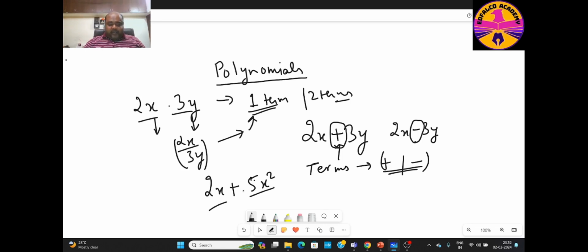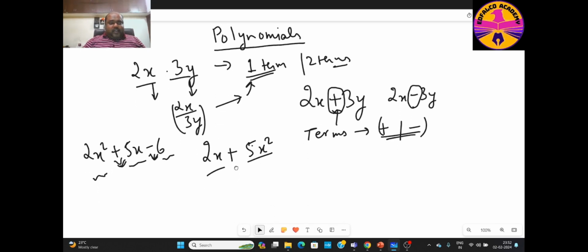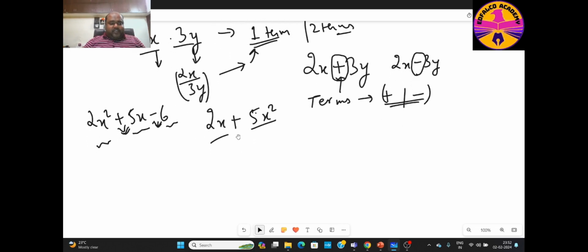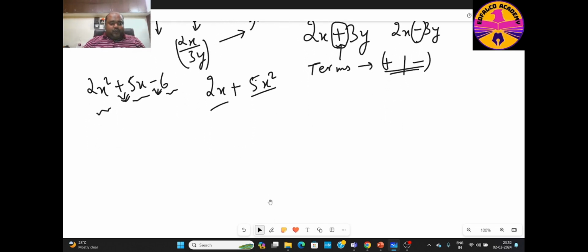And in the same way, if you take, let's say, 2x square plus 5x minus 6, this also will have three terms, because here also there are two operators, a plus operator and a minus operator. So therefore it will be considered to have three terms. One is 2x square, one is 5x, and one is 6. So I hope this is clear. This we already had studied in 8th standard, so nothing much to talk about here. We can always revise it.